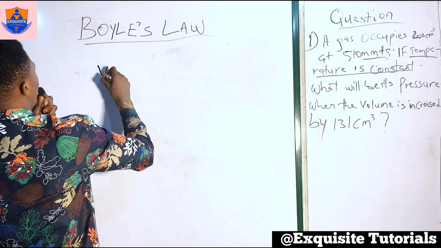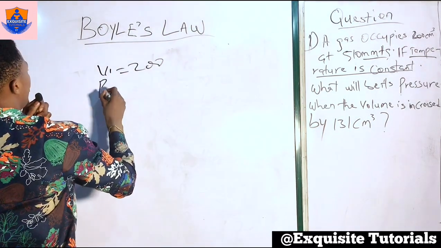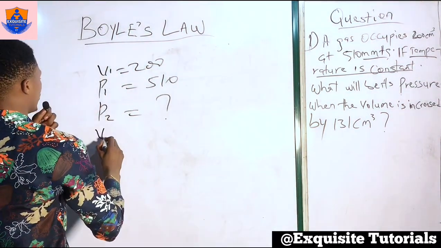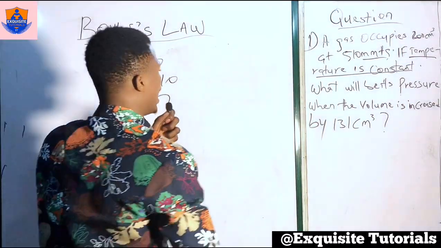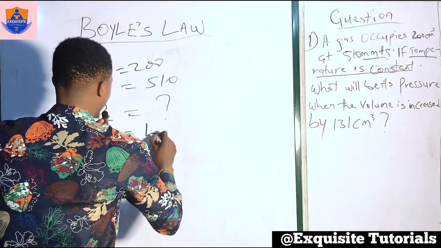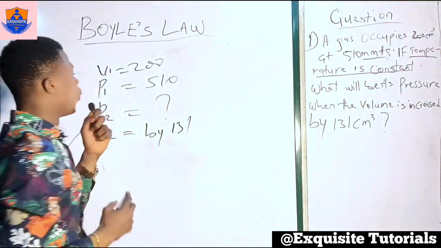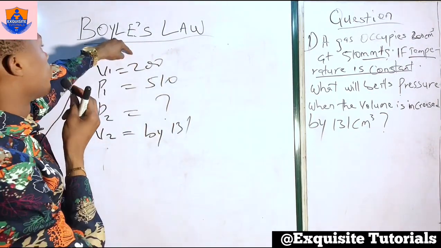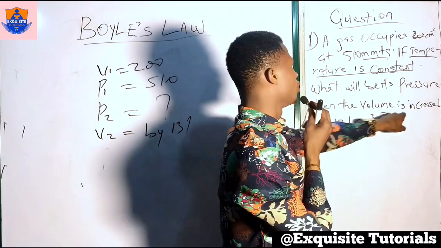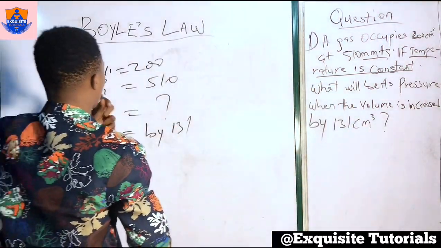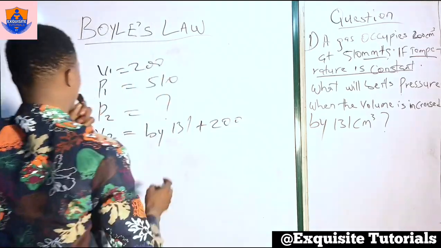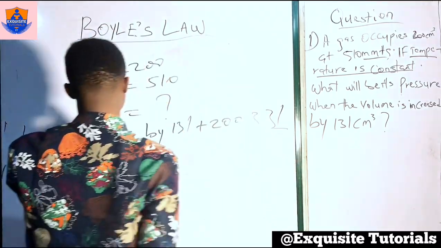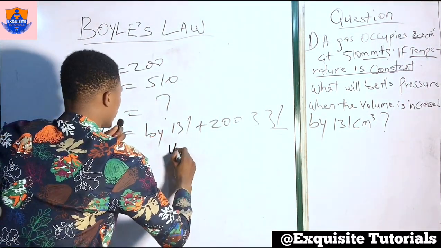We know that our V1 is equal to 200. P1 is equal to 510. Our P2 is unknown. Our V2 is increased by 131. Increased by 131. What does this mean? It means that we should add this 131 to our V1. What will be this pressure when the volume is increased by 131? Which means we're going to say 131 plus 200, which was our volume 1, which will give us 331. Please note this. So our V2 will be 331.